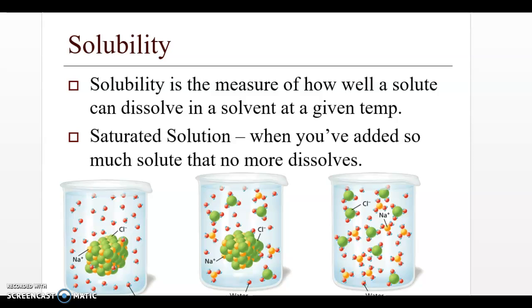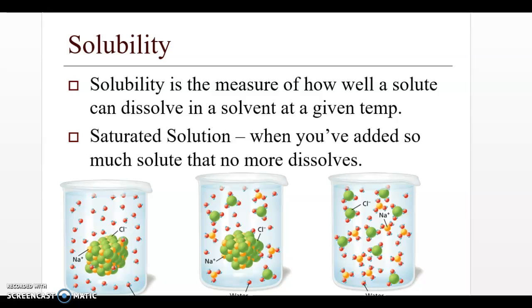So solubility is a measure of how well that works. There are some things that affect solubility. Temperature would be one, which would affect the concentration, and the type of solvent, what types of things you're dissolving together. So the main things are going to be your temperature and the type of solvent that you're using. Those are going to affect how soluble something is.